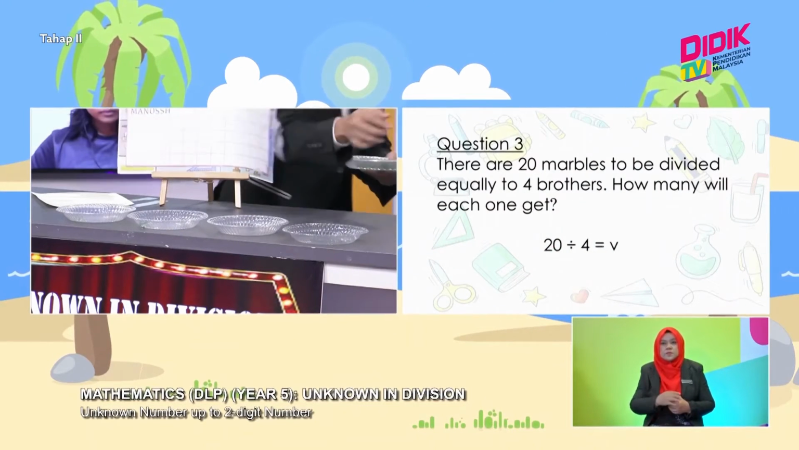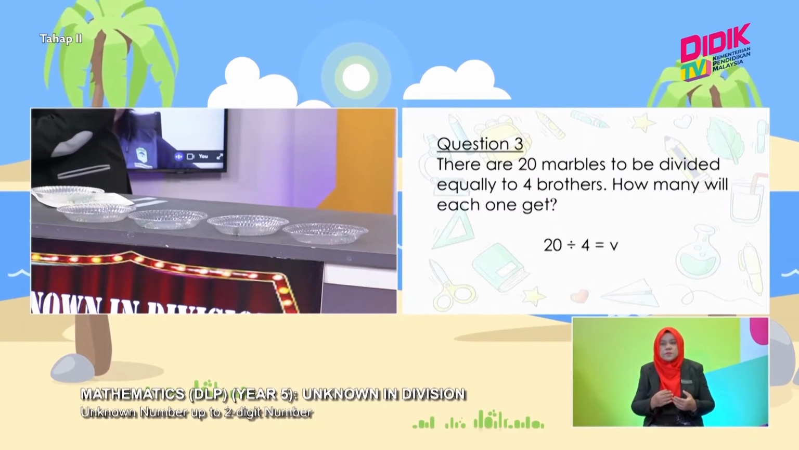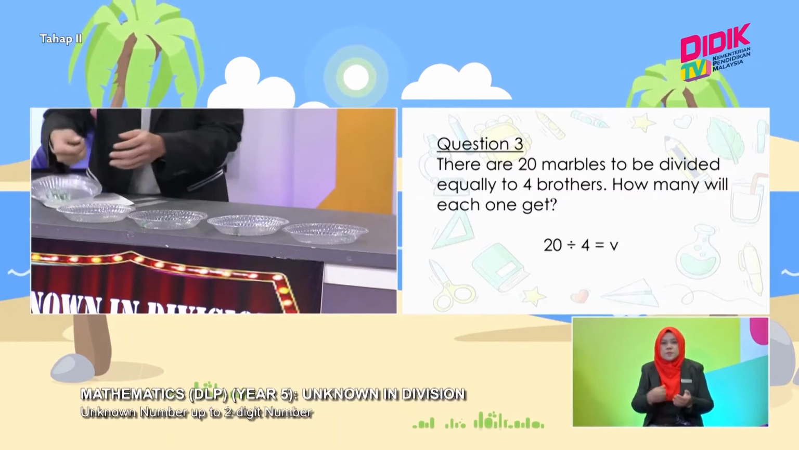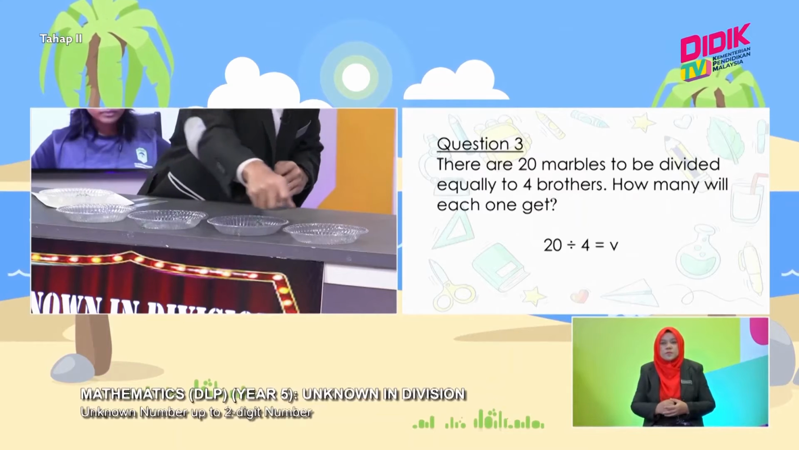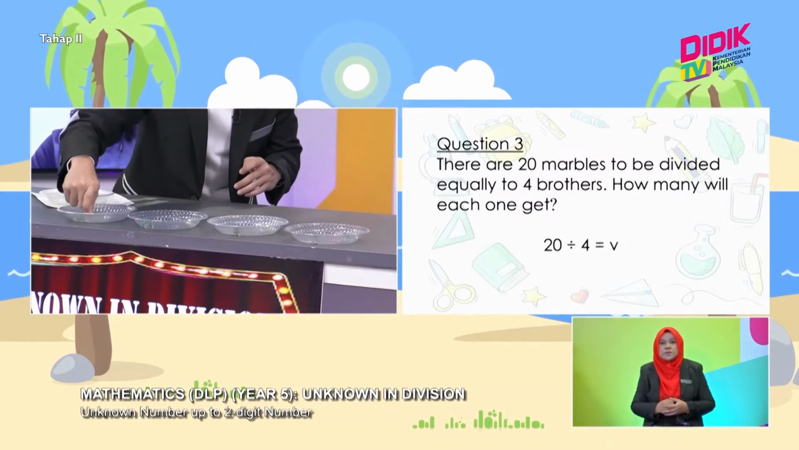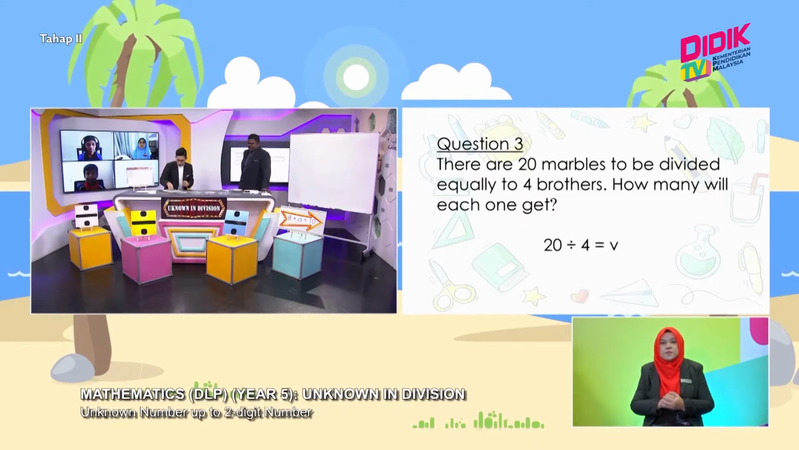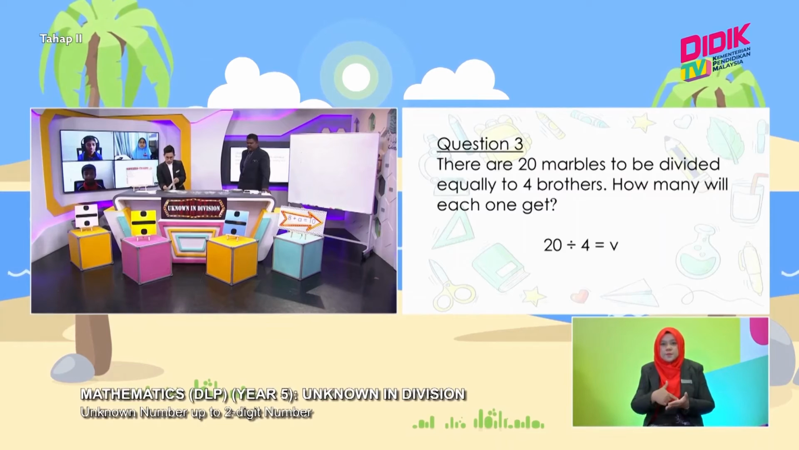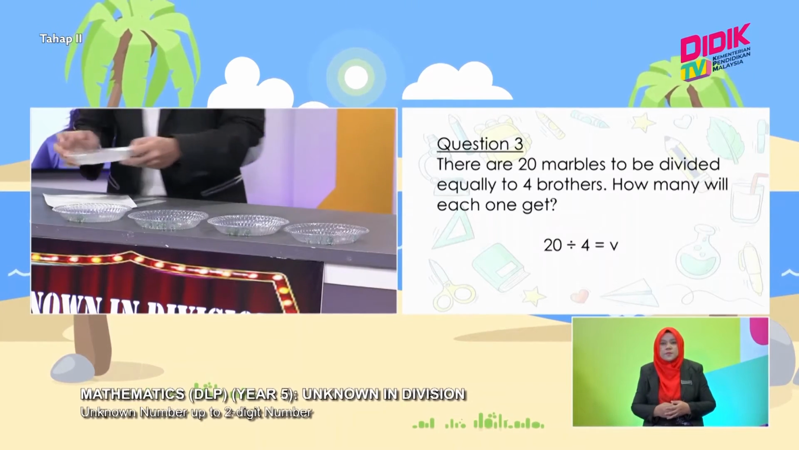1, 2, 3, and 4. Right. And we continue until we finish all the marbles, because all together there are 20 marbles. You divide them among the 4 of them. I feel like I'm playing congkak. 1, 2, 3, 4. Okay. 2, 3, 4. Last 4. Okay. 1, 2, 3. Okay, done. The 4 brothers have got their marbles.